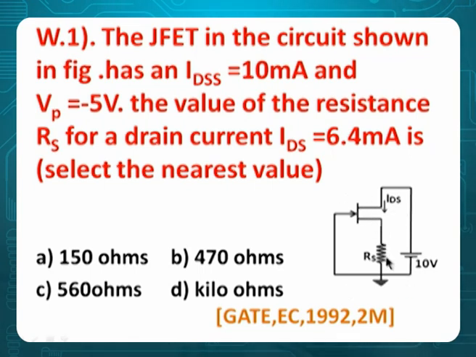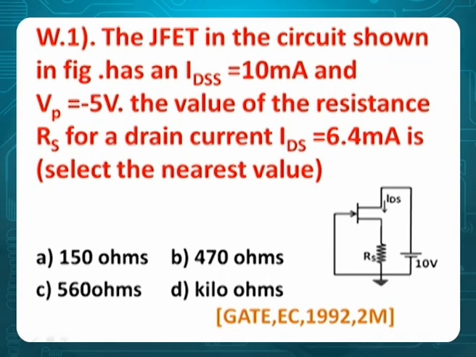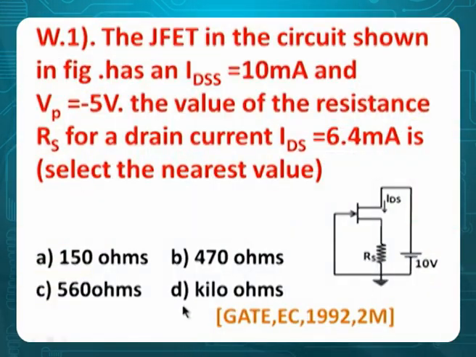So the basic idea is again three things: input KVL, output KVL, and use the VI equation. How much is the nearest value we need to calculate for RS? So far he gave the circuit and asked us to calculate the Q point. Now he is giving the Q point and asking for the circuit. That's given in GATE EC 1992, 2 marks.